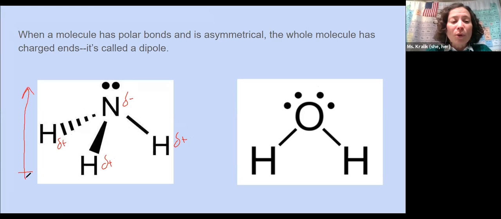We call it a dipole. Dipole is another word for polar molecule. And we draw this symbol for it, where the plus goes at the positive end of the molecule and the arrow goes toward the negative end.